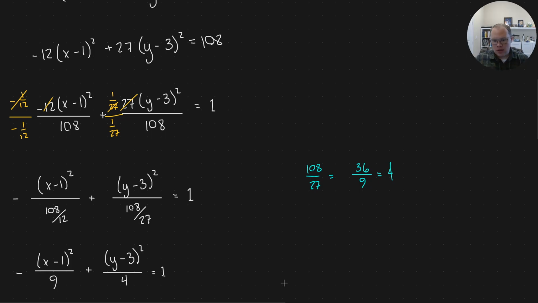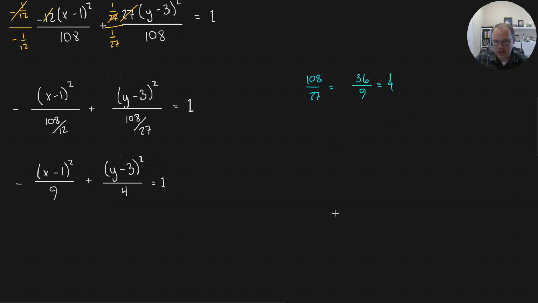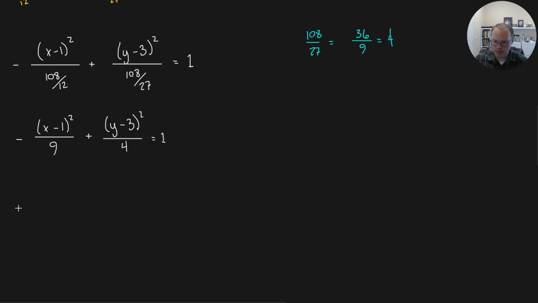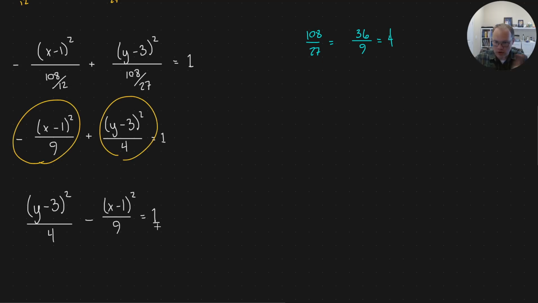Whew! One last thing to put this really in standard form. (Y minus 3) squared over 4. I'm going to put the y term first. That's the positive term. And then usually we put the negative term second. So minus (x minus 1) squared over 9 equals 1. So all I did is I swapped the order of these two guys, putting the negative term second. Now this is a hyperbola in standard form, and I can graph this guy.